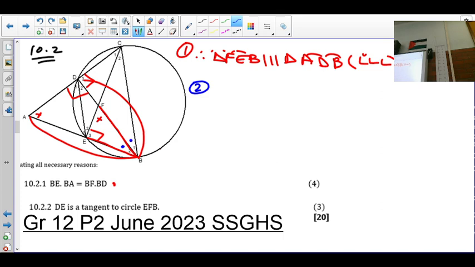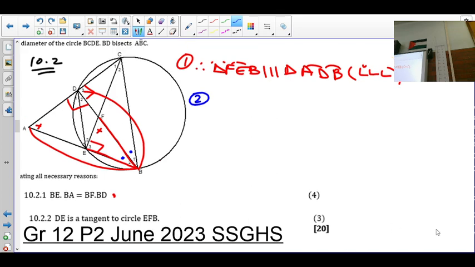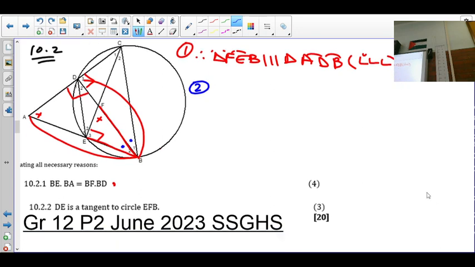So we can say that this angle here, B2, is equal to B1. Why? Because we are told that DB is bisecting angle B. Is that correct? Right. And then B1, of course, is equal to E2, because those are angles in the same segment from chord CD. So therefore, E2 is equal to B2.